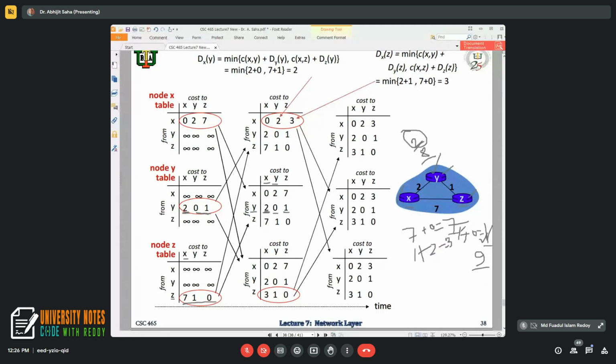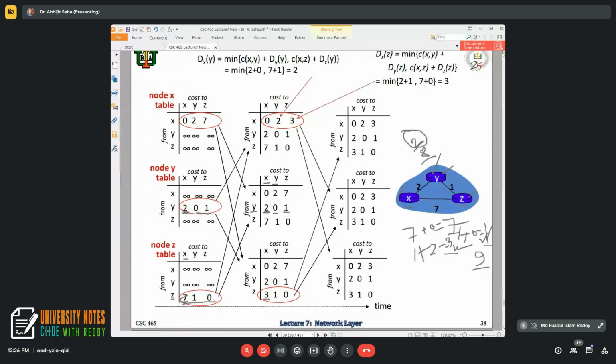So between these two values, you can see that 3 is your least cost. What is the value you are having here? 7. Seven. That means an update is required, so you can see that we have made the update. Understand? Yes. Now you want to go from Z to Y.